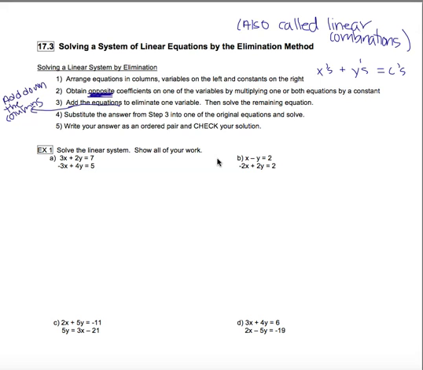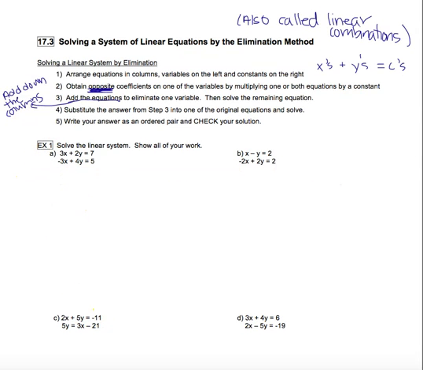What we went over in 17.2 about the special cases is still true. Just because we're using elimination instead of substitution doesn't mean that the possibility for no solution or infinitely many solutions goes away. We could still have systems that have no solution or infinitely many. Okay, so let's go through these steps.